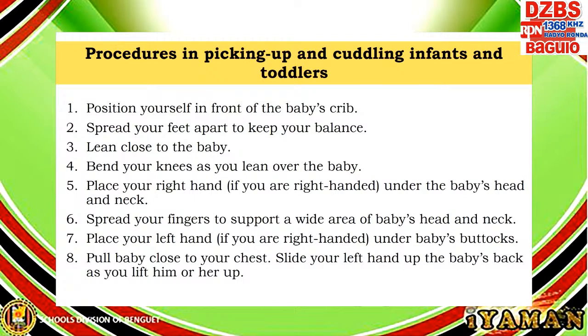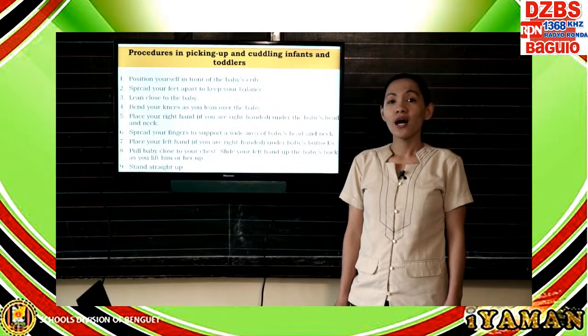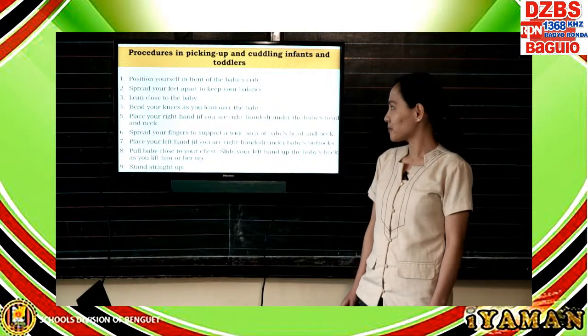Number 8, pull the baby close to your chest. Slide your left hand up the baby's back as you lift him or her up. And the 9th one is stand straight up. Let's move on to the cuddling procedures.